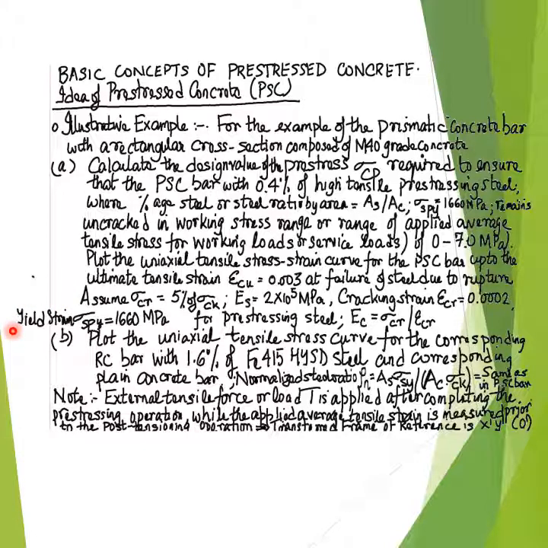Further, the yield strain corresponding to the yield stress specified in the solved example presented in the current slide can be readily calculated by dividing the yield stress sigma SPY by the modulus of elasticity of the pre-stressing steel, ES.